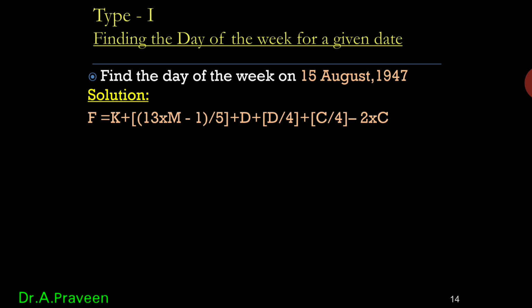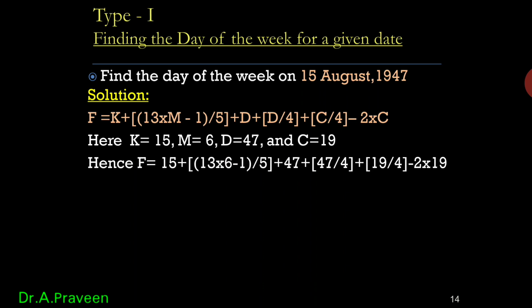Zeller's formula. Here K equals 15, M equals 6. 6 is the month number associated with August. C is 19, the first two digits of the year, and D equals 47. We substitute those values in the formula. So that equals 15 plus, see here, 13 into 6 is 78. 78 minus 1 is 77 divided by 5 plus 47 plus 47 divided by 4 is enclosed in brackets.